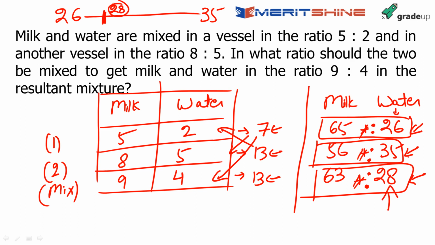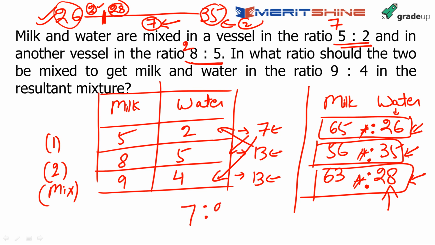Fine. So to arrive at this 28, what do you do? 35 minus 28 gives you 7. 28 minus 26 gives you 2. This 7 goes where? Where the tilt is. Where is the tilt here? Towards 26. So this thing 7 is allocated to this 26 value. What is this value? This first one. Fine. So this becomes 7 and this 2 here is allocated to this 35. Fine, which is the second value. So this becomes 2. So your answer becomes 7:2 in this case.